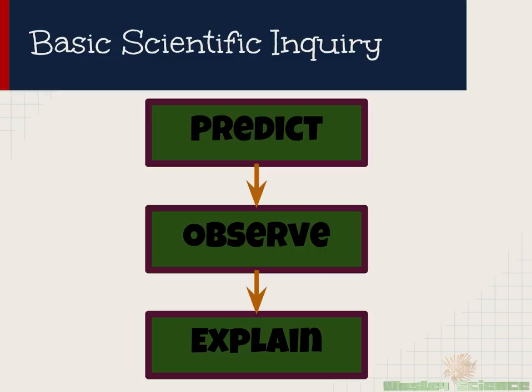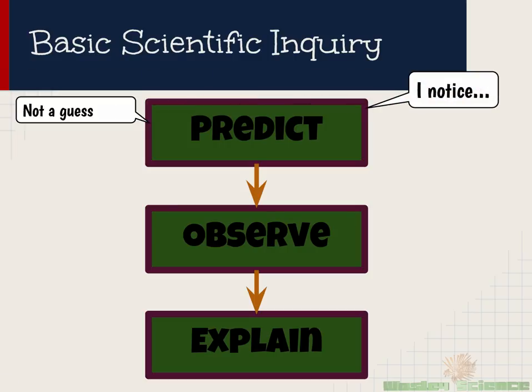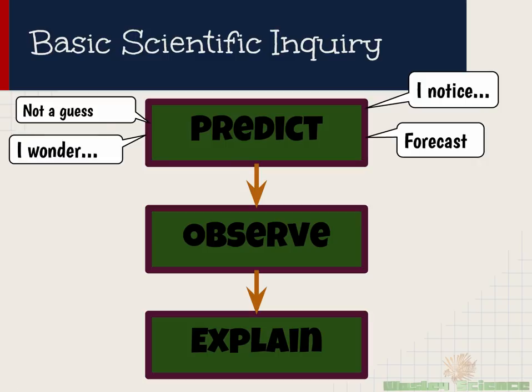All right, so let's talk about basic scientific inquiry. The way that an engineer would think is with 3 steps: predict, observe, and explain. So this is a way that you could solve any sort of problem around your house. At first, you start to predict, so you're not really making a guess, you're making an actual prediction that is based upon some sort of past experience. So you begin to notice certain things. You begin to make a forecast, which is like a prediction of what will happen in the future. And then you start to wonder. So that's the whole prediction part.